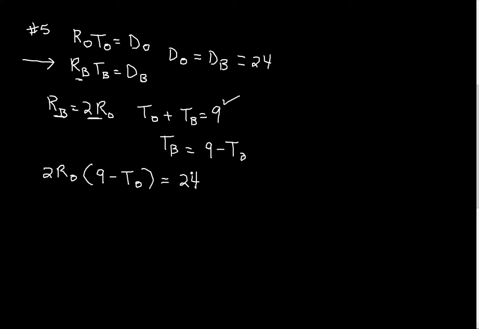Okay, it looks like I'm going to have 2 variables. Oh, we know the time. Let's see. What did I do here? 2, 9 minus time out. Okay, let's just keep going.